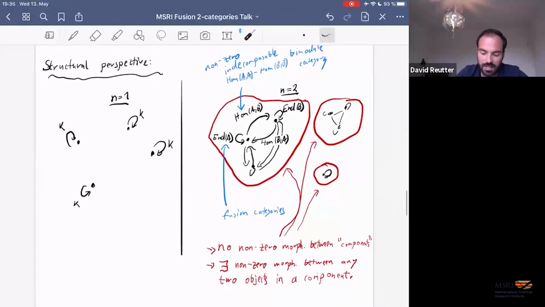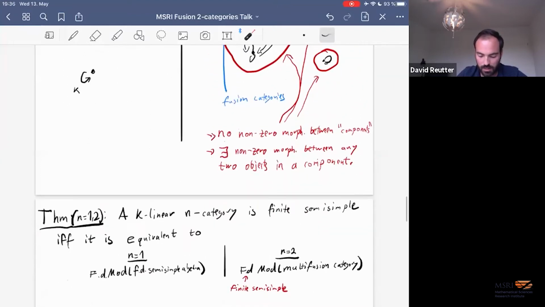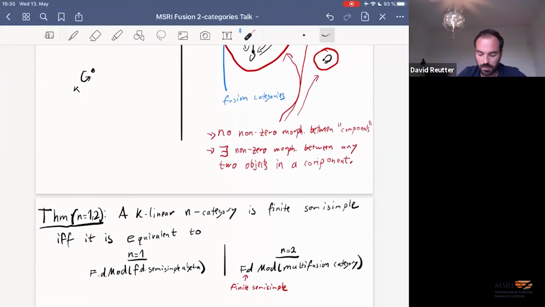Okay, and looking at this picture, if you've worked with these things before, it becomes fairly clear that what we're looking at here is just the 2-category of finite semi-simple modules of a multi-fusion category. And this is essentially a theorem we prove: if I have a k-linear n-category for n equals 1 or 2 (for n equals 1 it's clear, but this is to highlight the similarity), then it's finite semi-simple if and only if it's equivalent to the 2-category of finite semi-simple modules of a multi-fusion category.